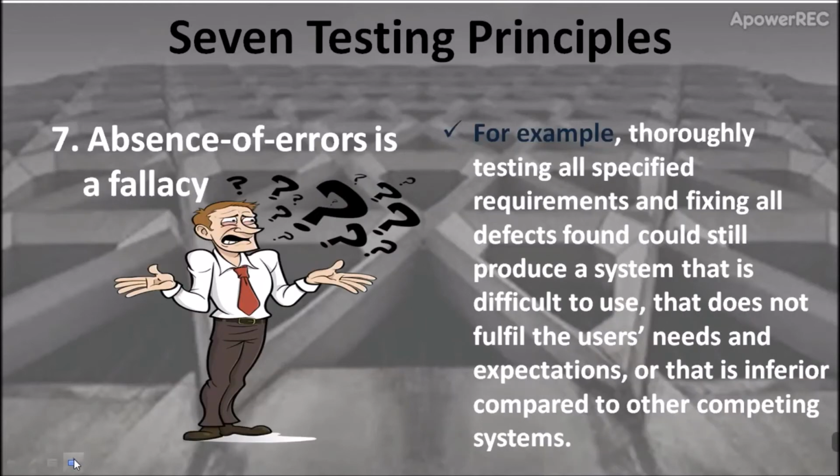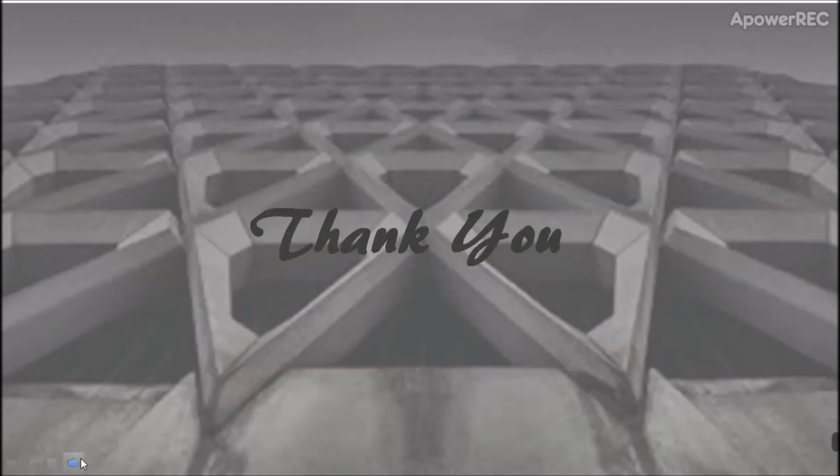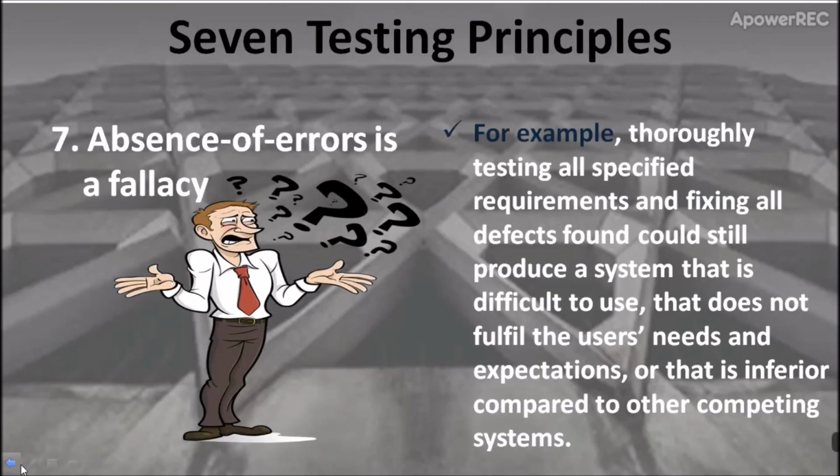Another fallacy is that you expect that finding and fixing a large number of defects will ensure the success of the software. No. Why? Because, for example, if you test the environment and fix all the defects found, your system still can be defective. Your system still might not fulfill the user needs and expectations. Also, your system might be inferior compared to other competing systems.